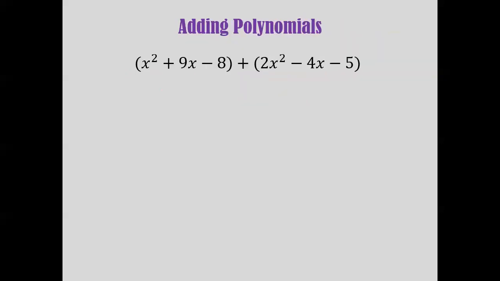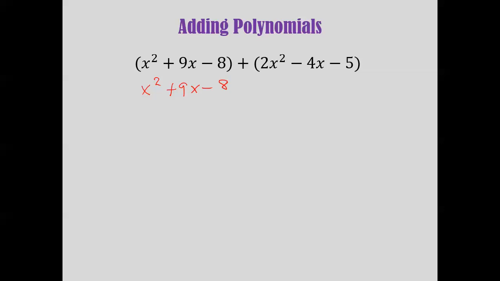Adding polynomials is very much like combining like terms, but we just need to take a couple more things into account. First of all, what we're saying here is we are adding the entire first polynomial along with the entire second polynomial. So when we go to simplify, we first have to remove our parentheses. So you can see there's nothing going on inside this first polynomial except the combining with adding and subtracting. There's no multiplying ahead of it, and so we can just simply remove that from the parentheses and rewrite it x squared plus 9x minus 8.